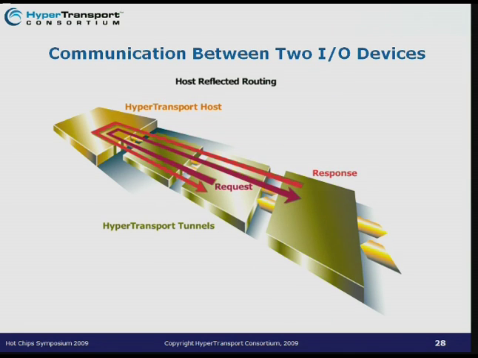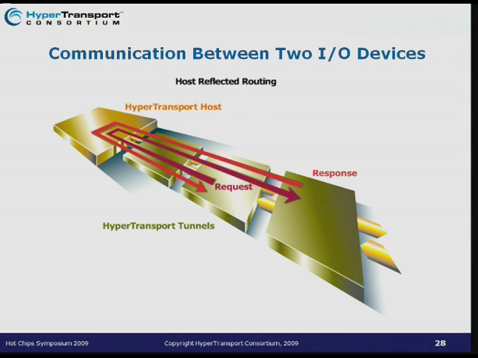It's also possible to establish direct communication between different peripheral devices. We may need, for instance, to transfer data directly from an Ethernet controller to some disk controller, and this is possible with HyperTransport technology. In doing so, there are two addressing modes. One of them is host-reflected routing, so that the given peripheral device sends the request to the host, and the host reroutes that request to the corresponding peripheral device.